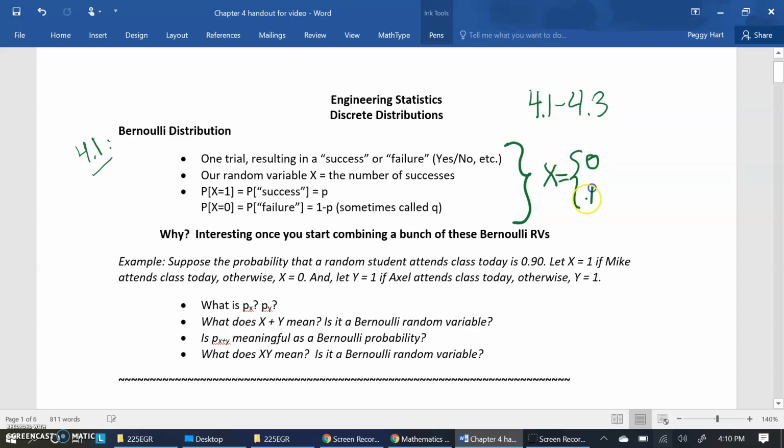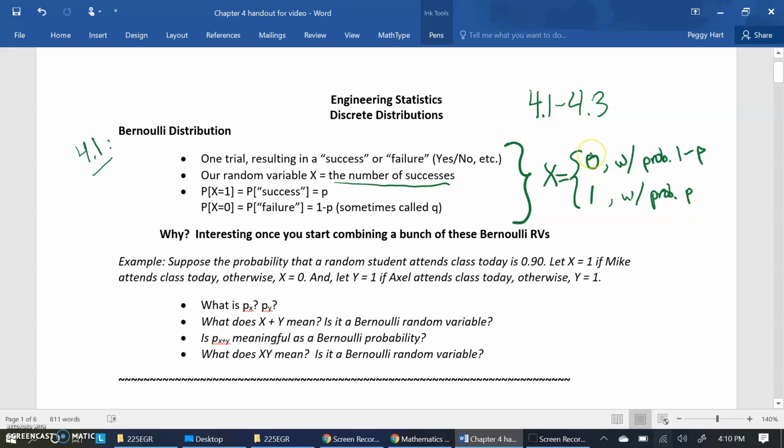So x is either 0 or 1. The probability that x is 1 is just the probability of success. x is counting the number of successes, and if it's a 1, you have a success. This is with probability p, little p, which is literally reserved for this. And the probability of a failure is 1 minus p. That's really what you need to know about Bernoulli.